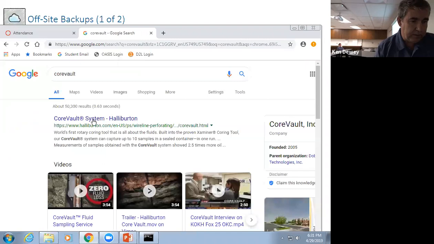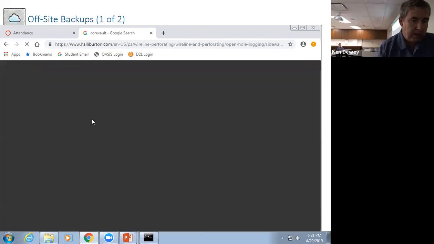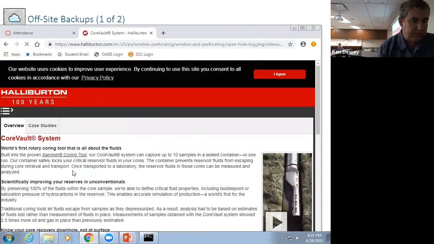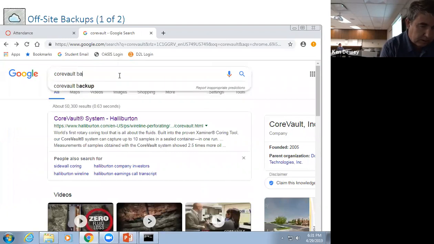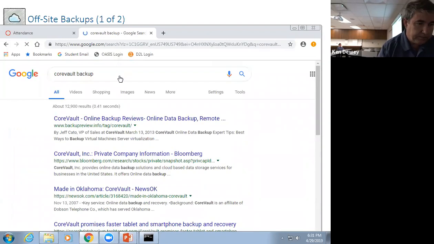Core Vault, what are they known by now? The Halliburton system. No, that's not it. That's not the one. Core Vault backup. It changed. I know their new name. See, there's the article from 2007.